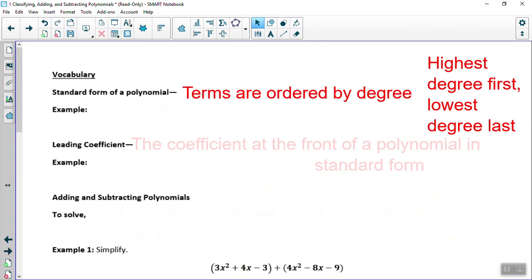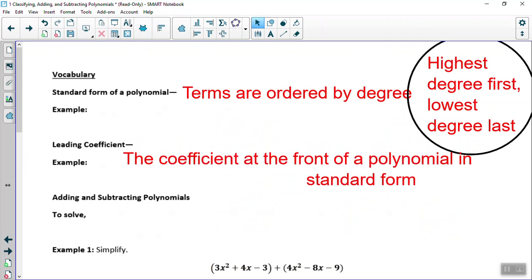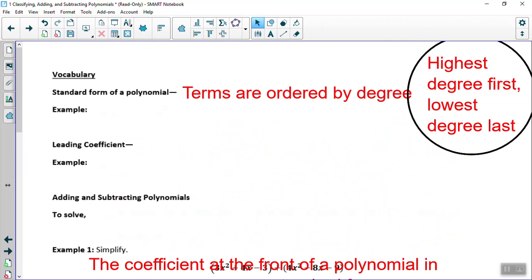All right, let's take this out for a second. All right, so here's an example. So 4x to the 7th minus 3x to the 5th plus x to the 4th plus 5x minus 9.